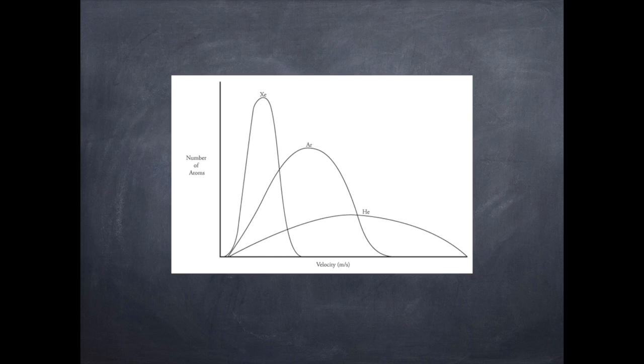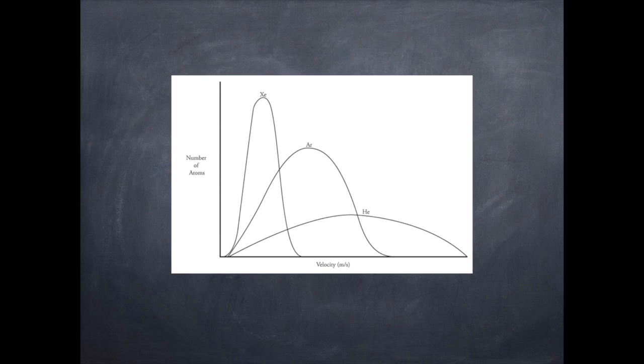Now look at this second diagram. It shows velocity versus number of atoms. So notice xenon, argon, helium, we're going to assume that they're at the same temperature, so they should have the same kinetic energy. Notice that their velocities are very different, and that's because the formula for kinetic energy is 1/2 mv squared, m being mass.